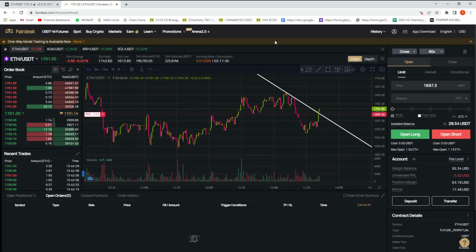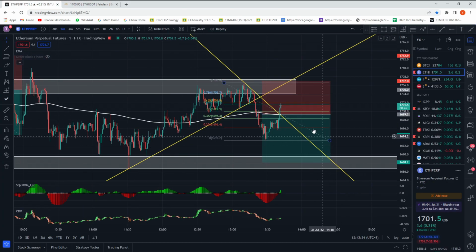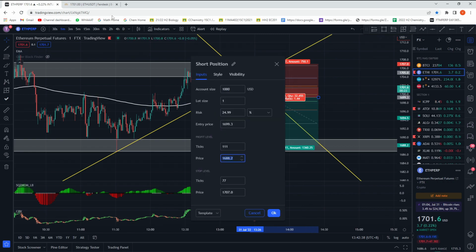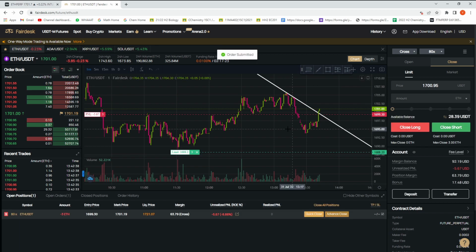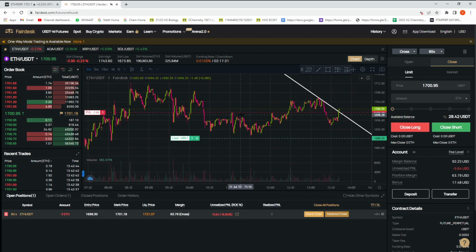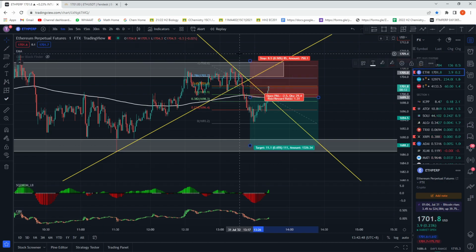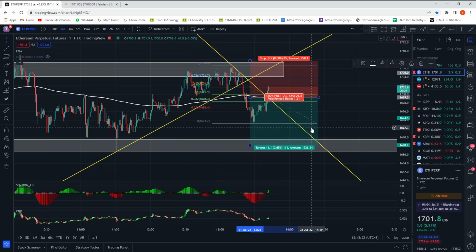Alright, so I've entered another position, so I'm going to set my take profit and my stop loss. Currently I'm in a short position, so let's set the take profit. It'll be at this level, and my stop loss will be right above the swing high at this level, right above the resistance box.